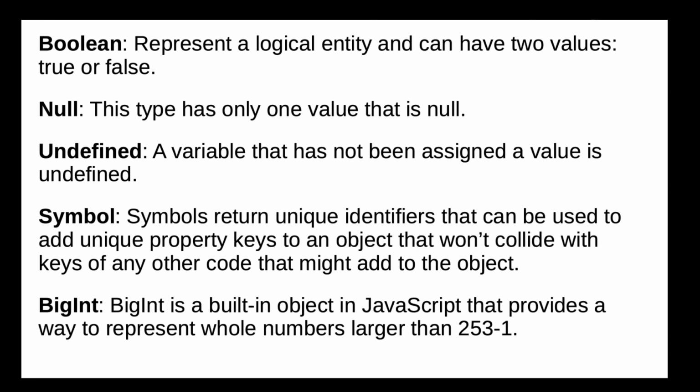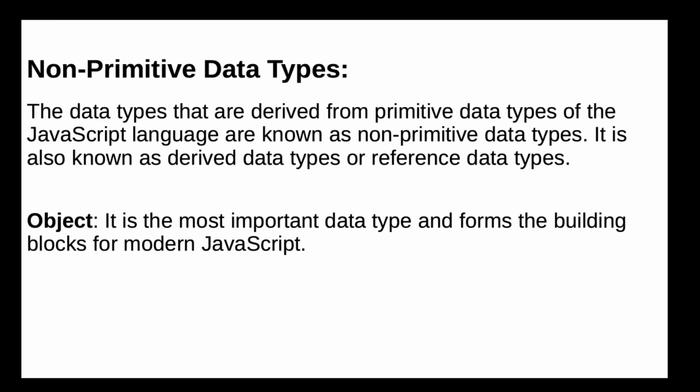Next is symbol. Symbols return unique identifiers that can be used to add unique property keys to an object that will not collide with keys of any other code that might add to the object. Next is BigInt. BigInt is a built-in object in JavaScript that provides a way to represent whole numbers larger than 2^53 - 1.